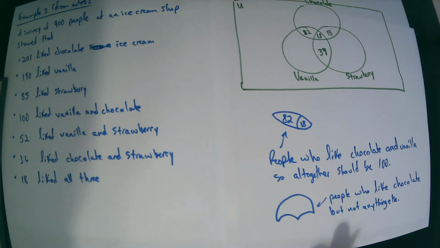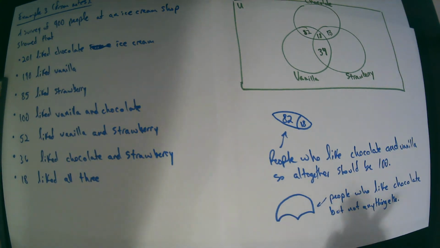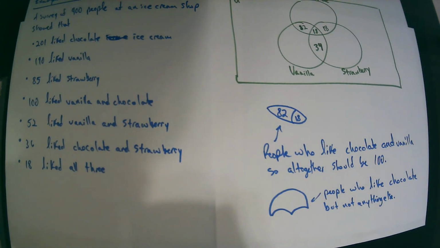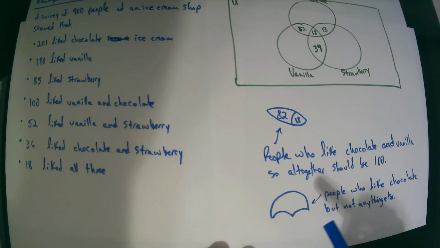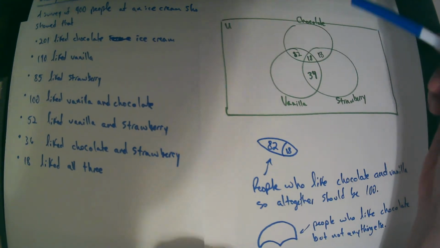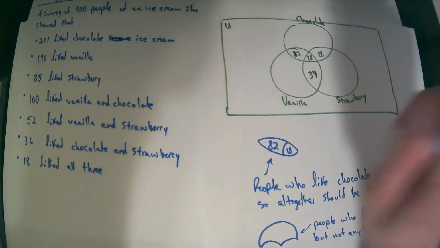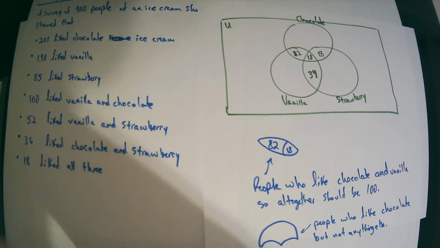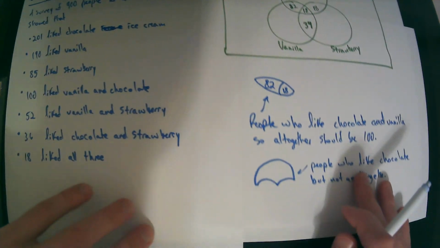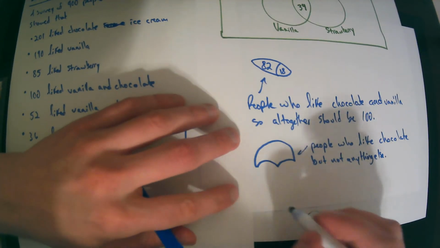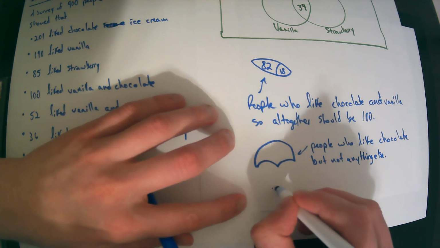This is the people who like chocolate, but not anything else. Another way to look at it is that if you take the whole circle of the people who like chocolate, all together, it should add to give 201. So we could look at it that way too. We could say, okay, take the chocolate circle.